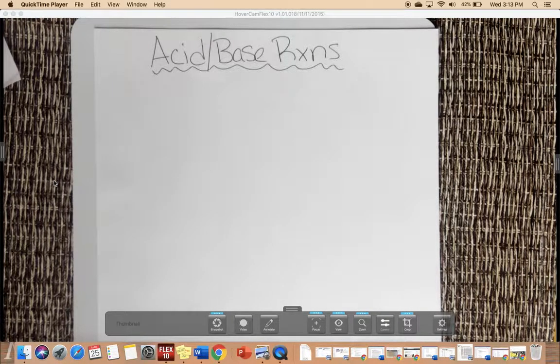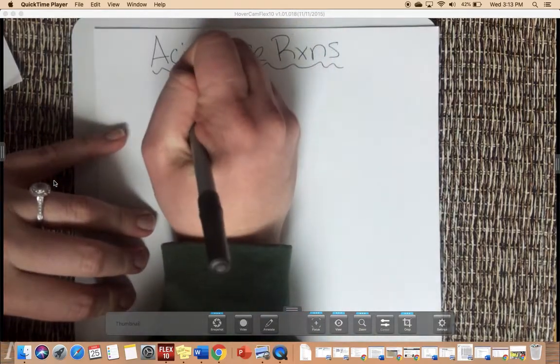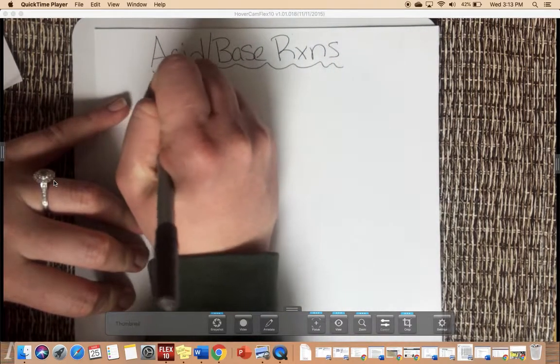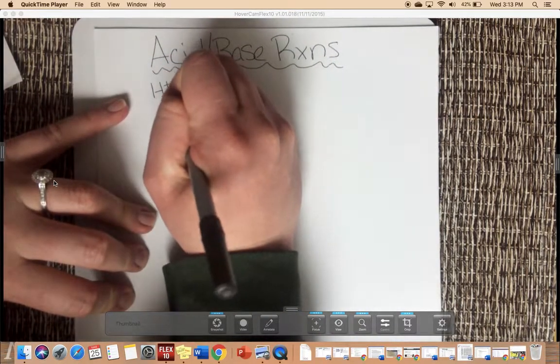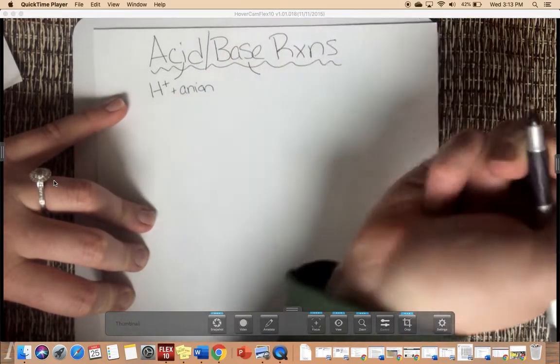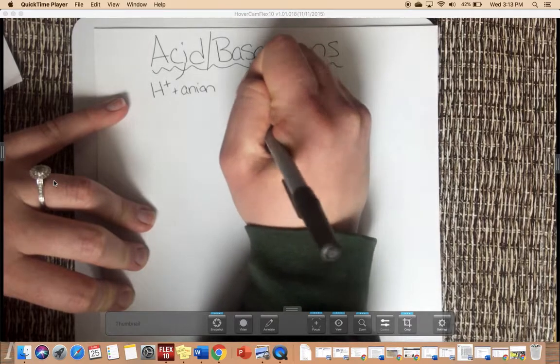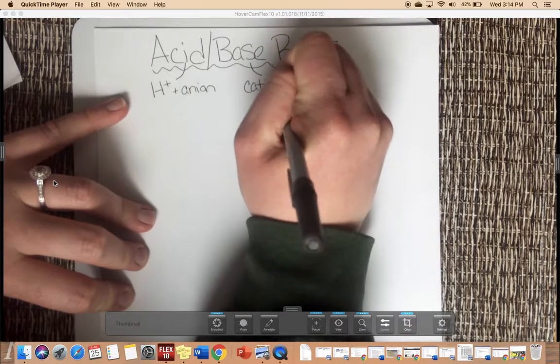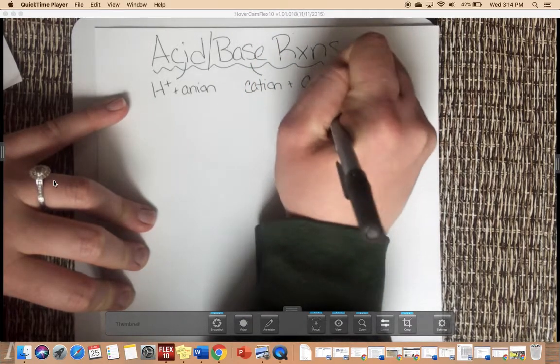Alright, so today we're going to focus on a different type of double replacement reaction. It still has the same rules, still the same kind of thing going on, only this is more specifically an acid-base reaction. So I just want to make a note. Acids we know are going to be hydrogen, so H+, with some anion. And bases are some cation with an OH-.